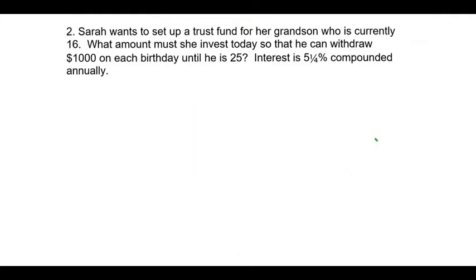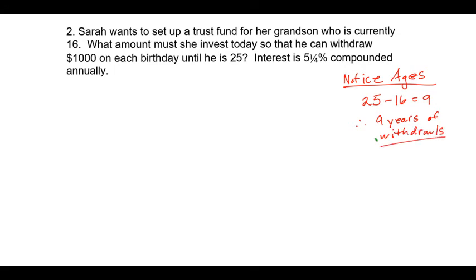So right now, we're taking a look at another problem. Sarah basically wants to set up a trust fund for her grandson who's currently 16. And we need to know what amount she needs to invest today so that we can withdraw $1,000 on each birthday until he's 25. So that's an annual compounding, right? And the interest in this case is 5.125%. Now, notice the ages. We start with 25 and we go down to 16. So 25 minus 16 is 9, so therefore there's basically 9 years for this problem. And in essence, we're going to do 9 years of withdrawals.